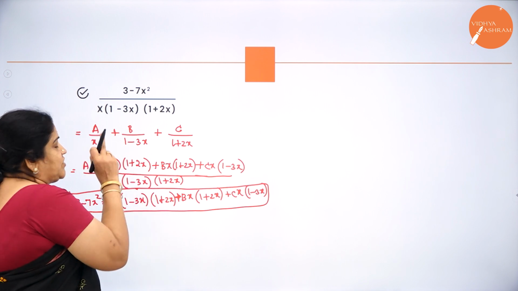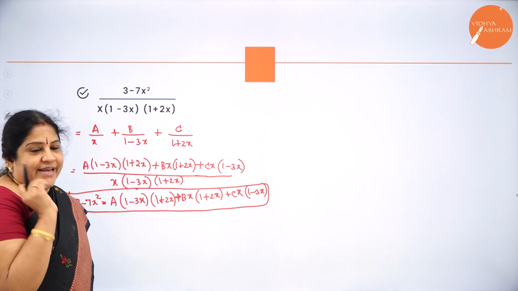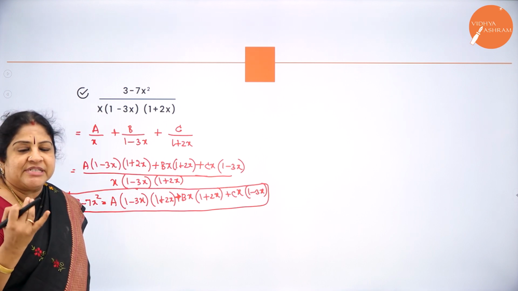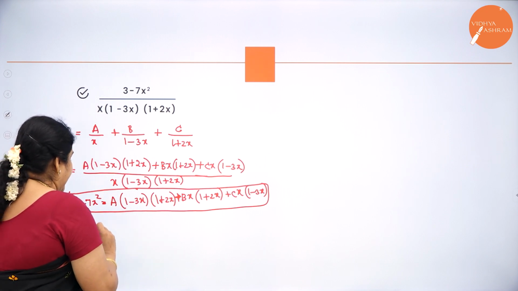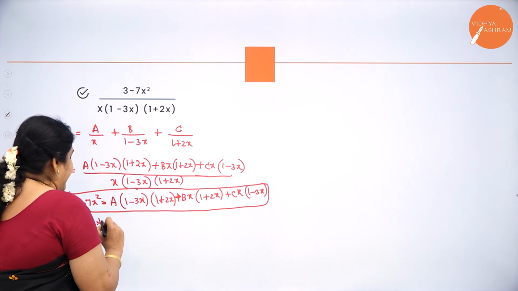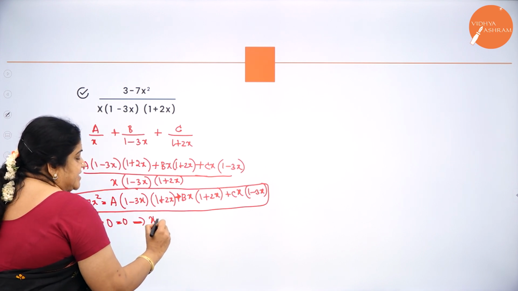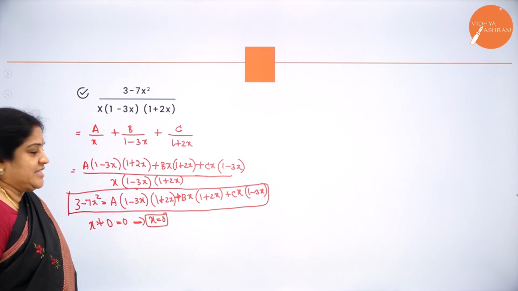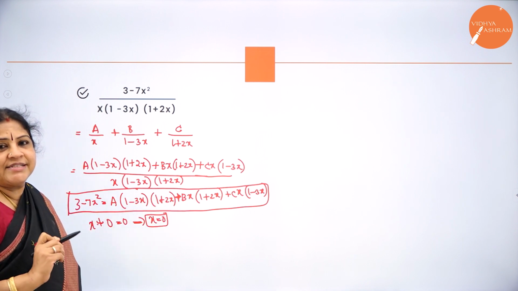Now we'll take each of the denominators. What is the first term in the denominator? x. What is the meaning of x? It means it is either x plus 0 or x minus 0. So straight I will take it as x. Even if I take it as x plus 0 is equal to 0, which means x is equal to 0. So I will substitute everywhere in this expression for x as 0.